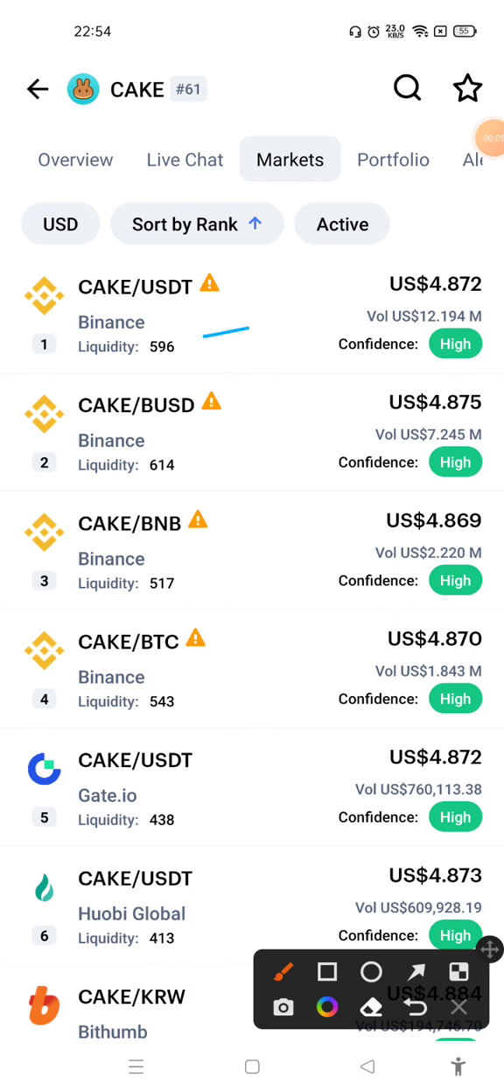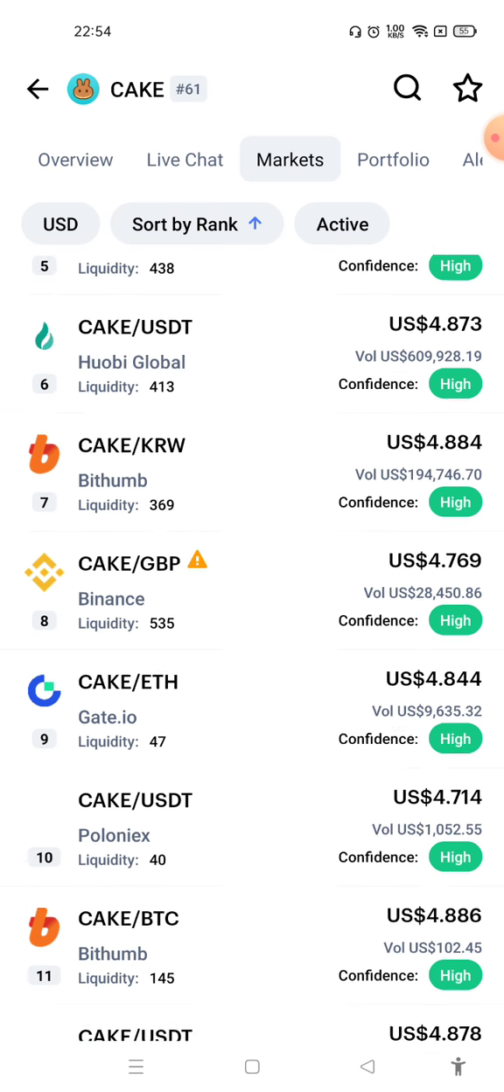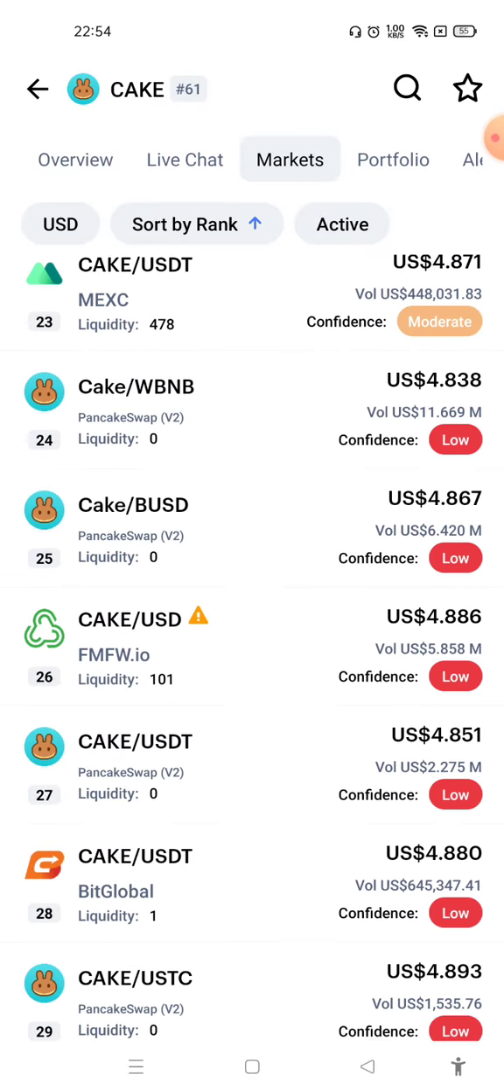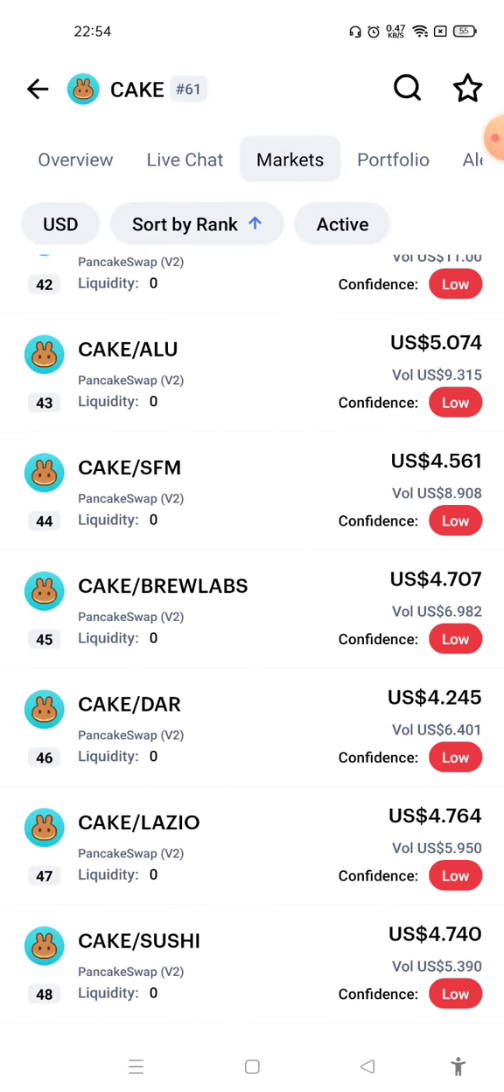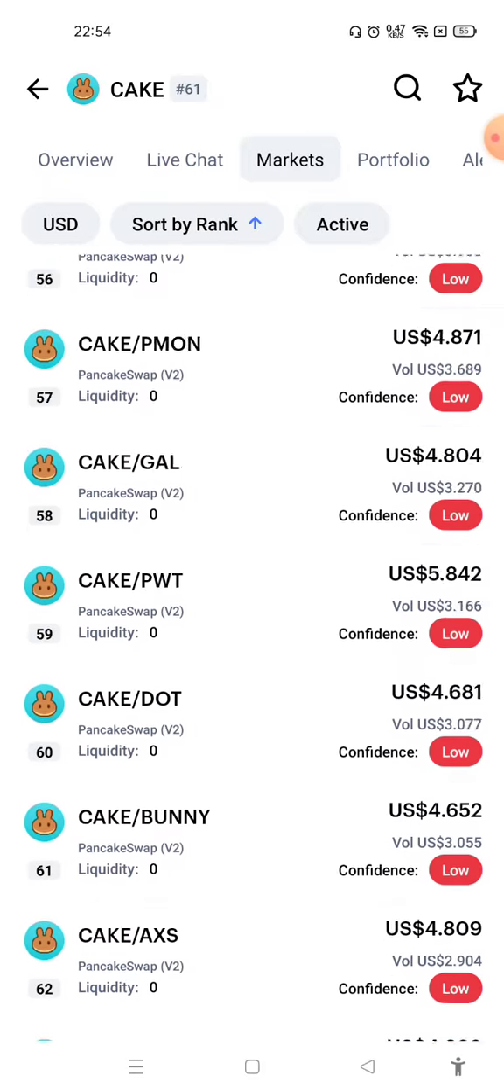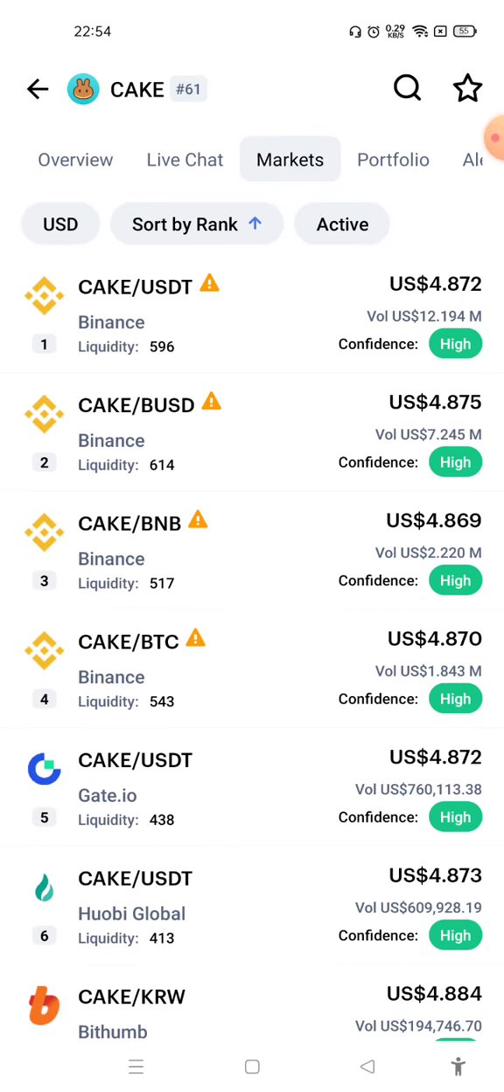Now if you want to buy Cake, you can buy it from Binance with a pair of CAKE/USDT. The other pair you can choose is CAKE/BUSD. If you want my opinion on which pair you must choose, I will suggest CAKE/BUSD because your liquidity is 614. And if you check below, I can't see any higher liquidity than this. Otherwise, you can buy it from PancakeSwap also.